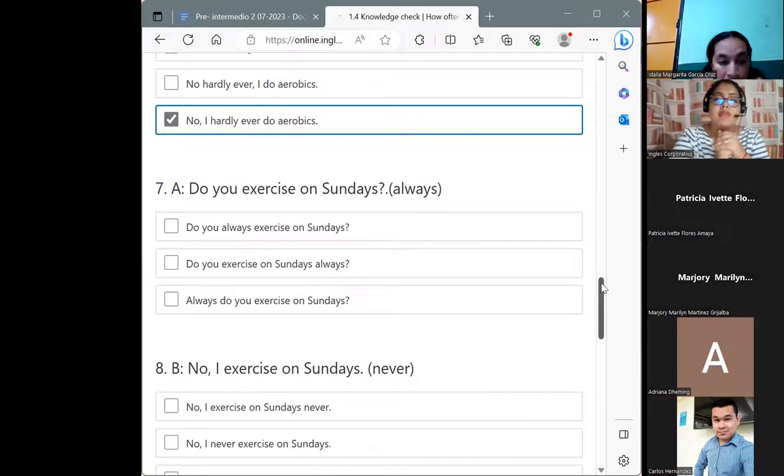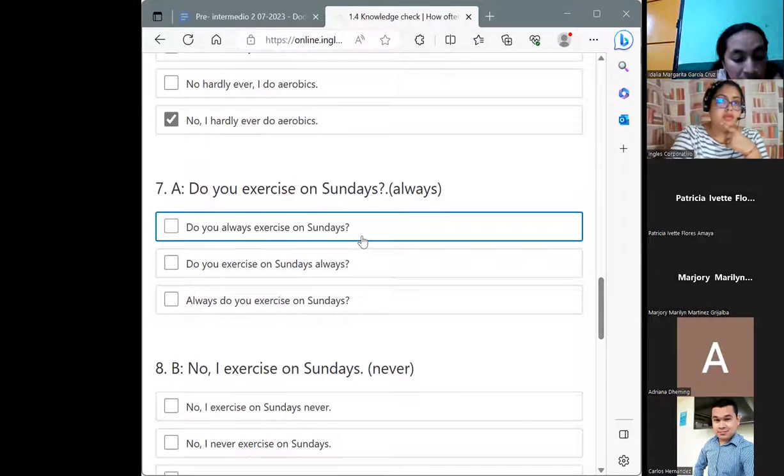And we have number seven. Do you exercise on Sundays? And we have the word always. Do you always exercise on Sundays? Do you exercise on Sundays always? And always, do you exercise on Sundays? Option one, two, or three? Option one. Number one.